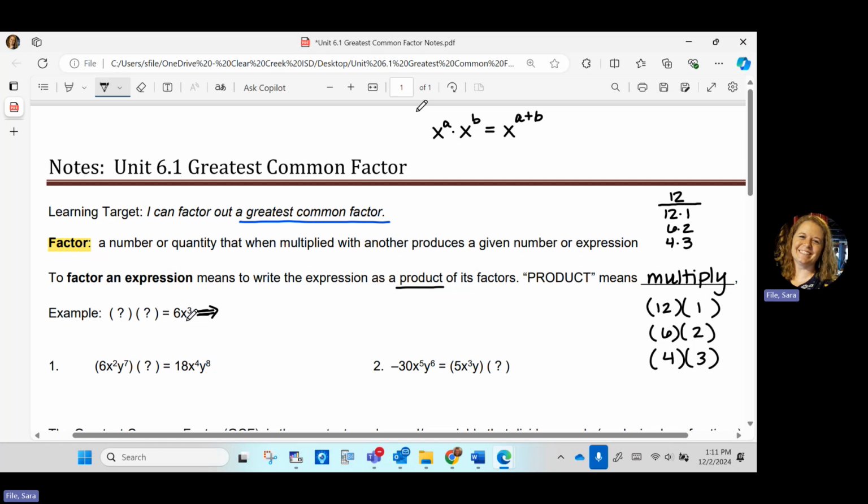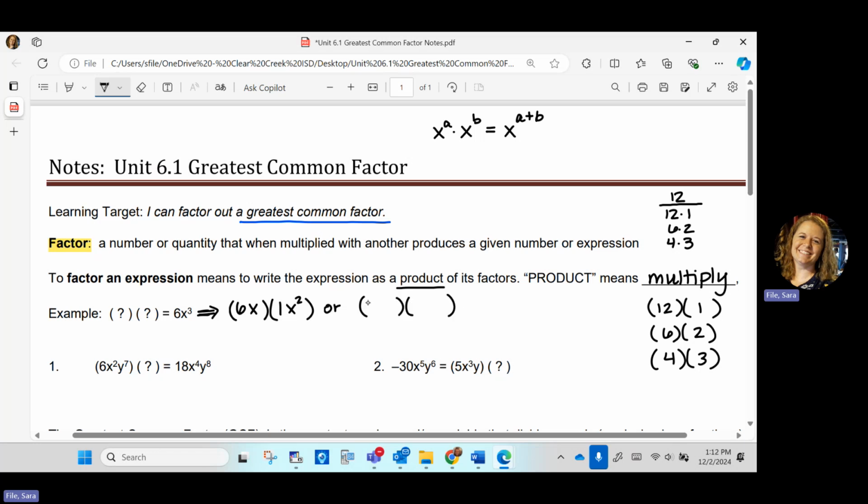So one of the possible factors, we said 6 and 1, and it could be x and x squared. So that's a possibility of factors. Or we said it could be 3 and 2, that would multiply to 6, and then it could be x cubed and then no x over here. So just 3x cubed and 2.